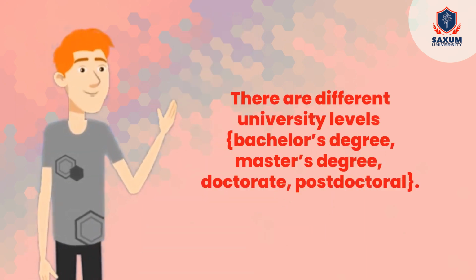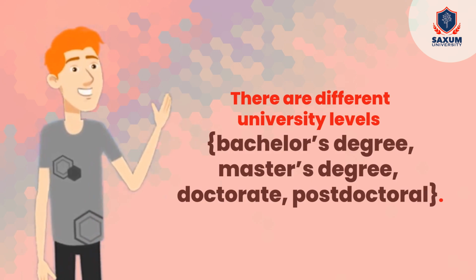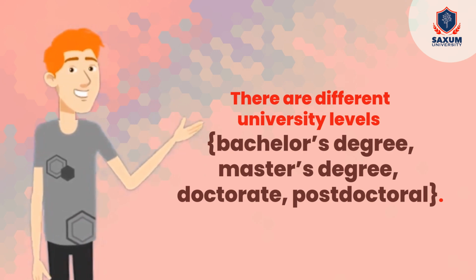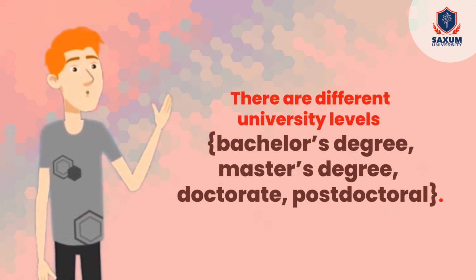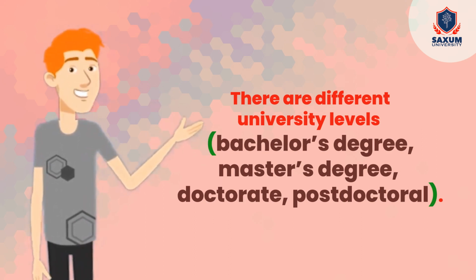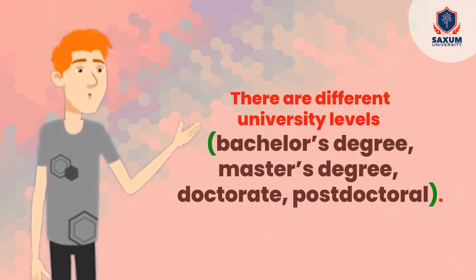There are different university levels: {bachelor's degree, master's degree, doctorate, postdoctoral}. These levels or degrees have a specific order. You can't do a master's degree if you haven't done a bachelor's degree. This sentence should use parentheses and include a conjunction. There are different university levels (bachelor's degree, master's degree, doctorate, and postdoctoral).